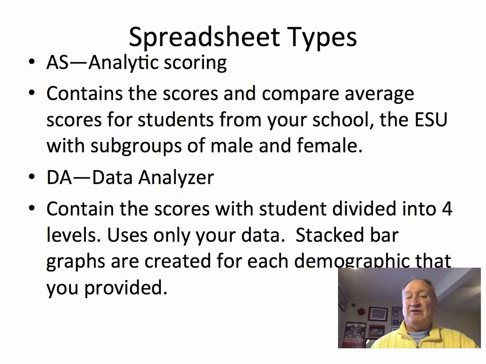Just one final reminder on the spreadsheet types in the documents. AS stands for analytic scoring, and that contains the data that we did as a group. So it gives you comparisons between your school and the schools that were scored by the ESU, and then the demographics of only male and female. The other one, the data analyzer, has only your school data, and it provides information about how your school did, and also then with any of the demographics that you provided, whether that be free and reduced lunch, sped students, or even some special categories that you set up.